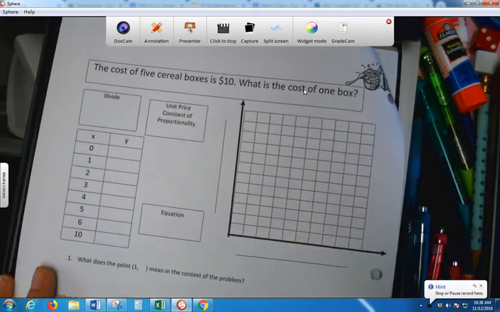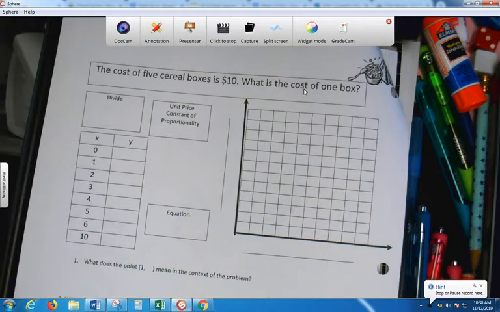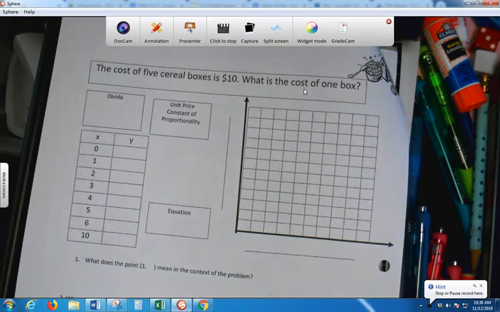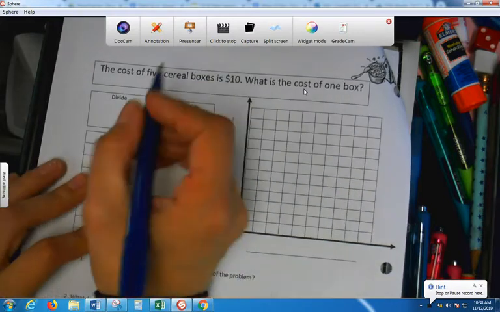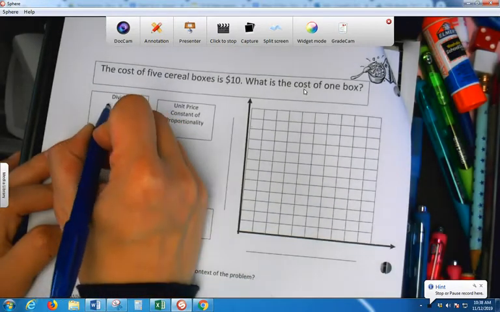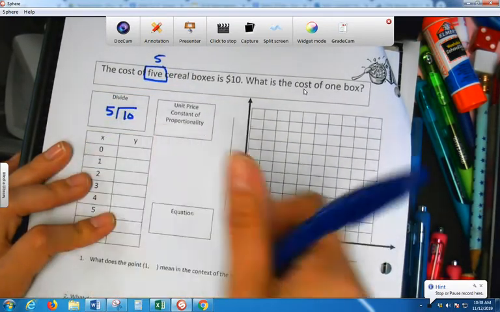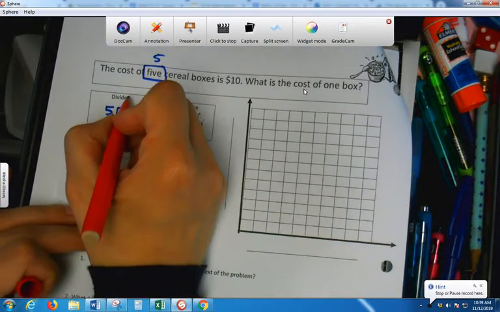Alright. The cost of 5 cereal boxes is $10. What is the cost of 1 box? So, 5 of them cost 10. But I want to know, Alex, how much 1 costs? 2. The way I do that is I take 10 divided by 5. 10 divided by 5 is? 2.